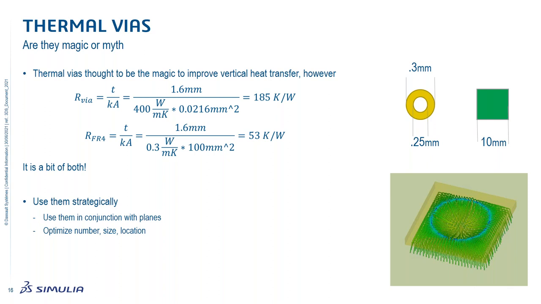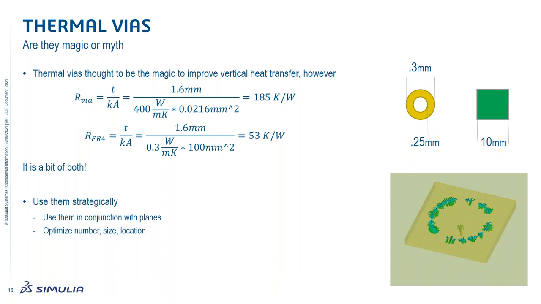Yeah, that means you would have to try to optimize it. You need to use them in conjunction with the plane and optimize the number, the size, the location. I only put one in the center. That's not enough. But how effective are they? How many should you put in? What is the size you want to have? And what is the plating thickness that you want to have? All those questions, do you want to try one by one, or try a few at a time?